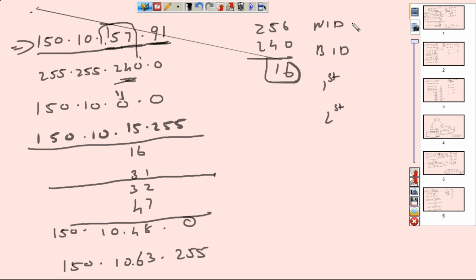All right. So we have our network ID of 150.10.48.0 and the broadcast of 150.10.63.255. What is my first usable IP? 150.10.48.1. And my last usable? 150.10.63.254. Yes. Clear? So the methodology has not changed.